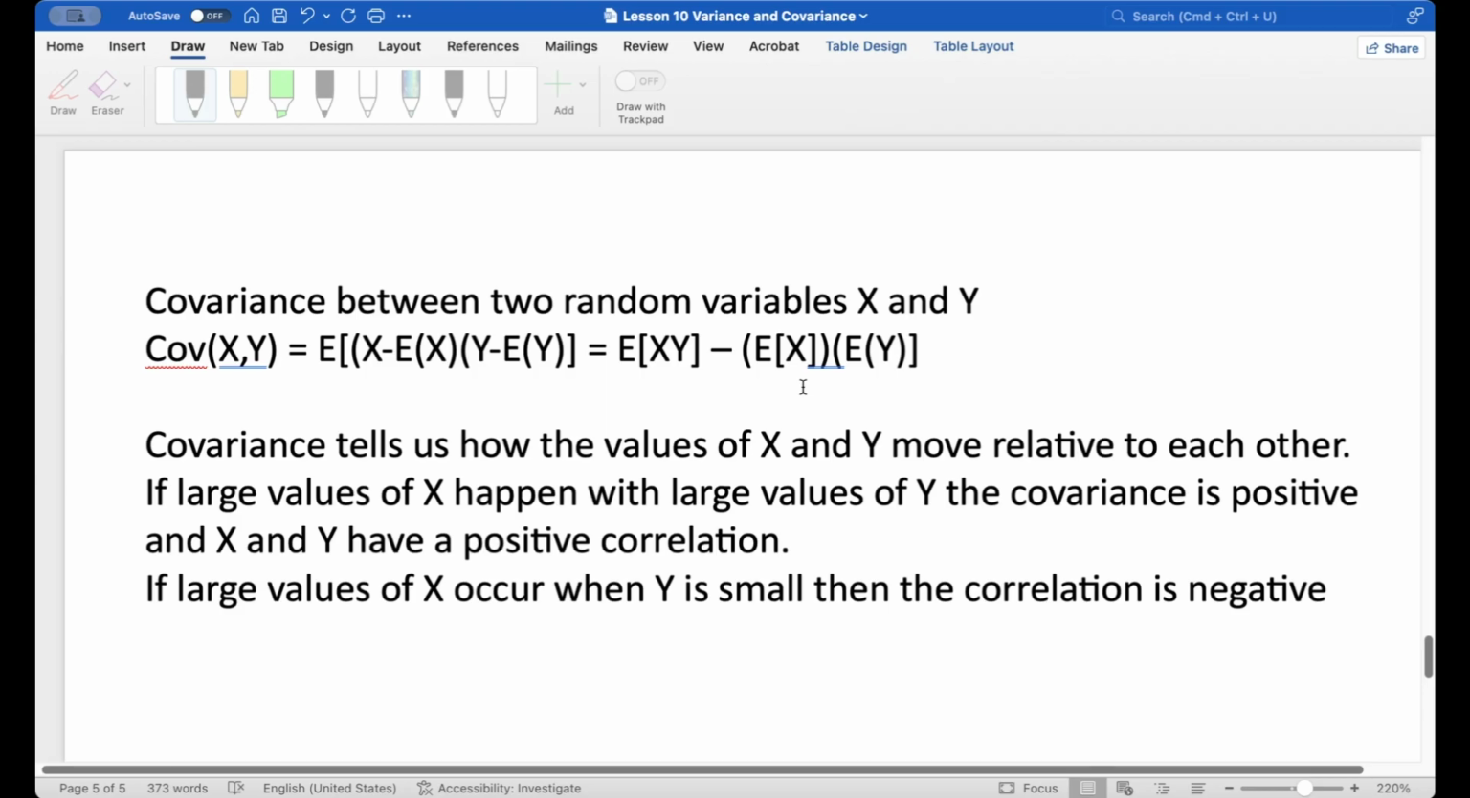The covariance tells us how the values of x and y move relative to each other. If large values of x happen with large values of y, the covariance is positive. We have a positive correlation between x and y. If large values of x occur when y is small, then we have a negative correlation. We're going to have another video coming up on covariance.